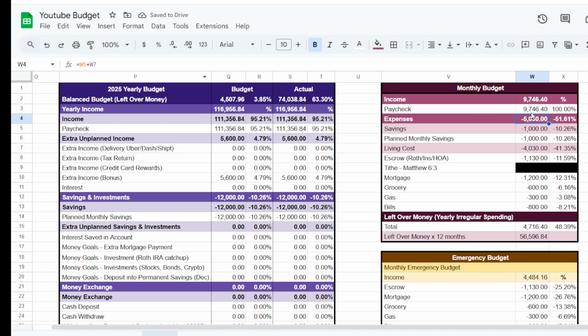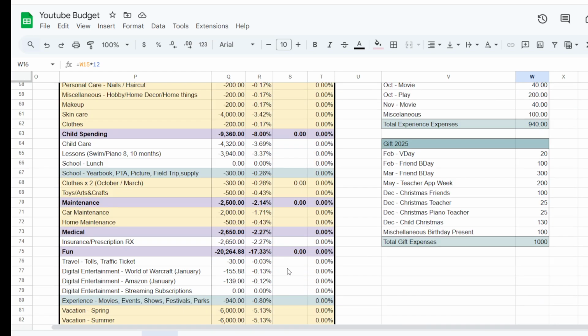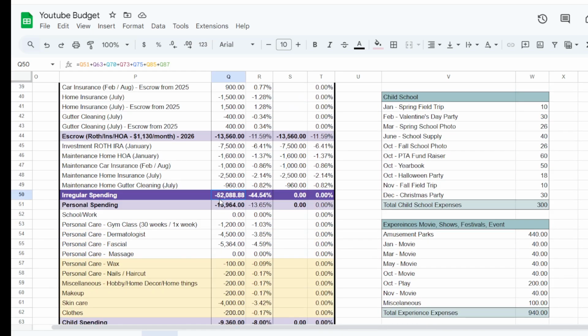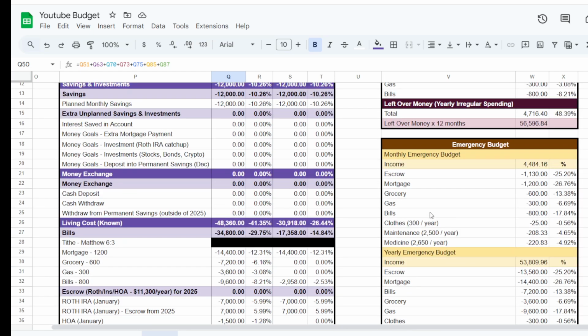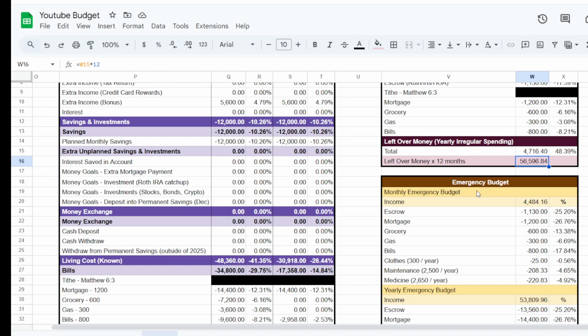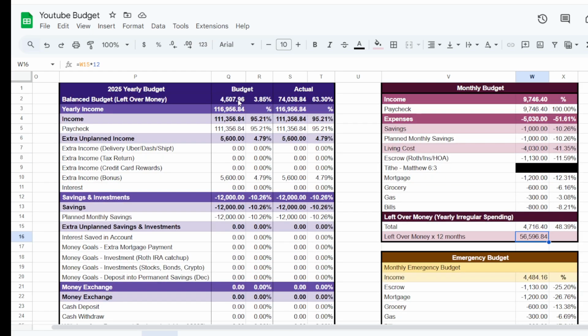We get bonuses about twice a year, and those are really consistent. So this isn't my true monthly paycheck. I just took my yearly paycheck and divided by 12 essentially. So here I'm working with this number. As you can see here, it's 56,000 minus the 52,000. So I should have extra money at the end of the year by about 4,500. So I want to explain this again.